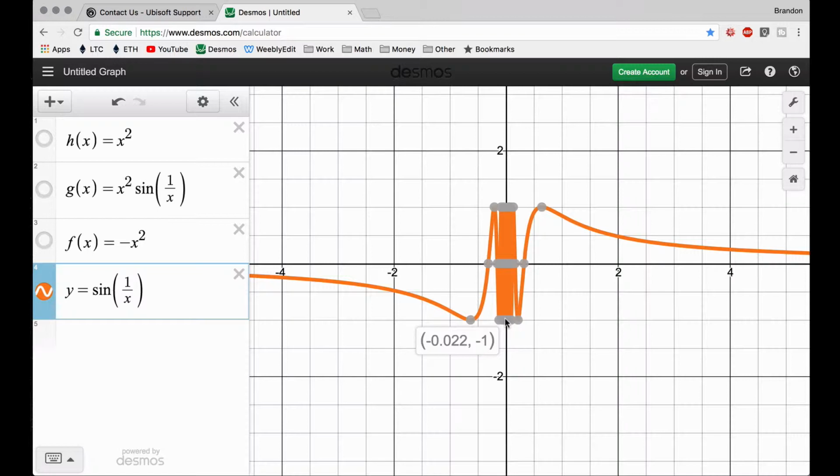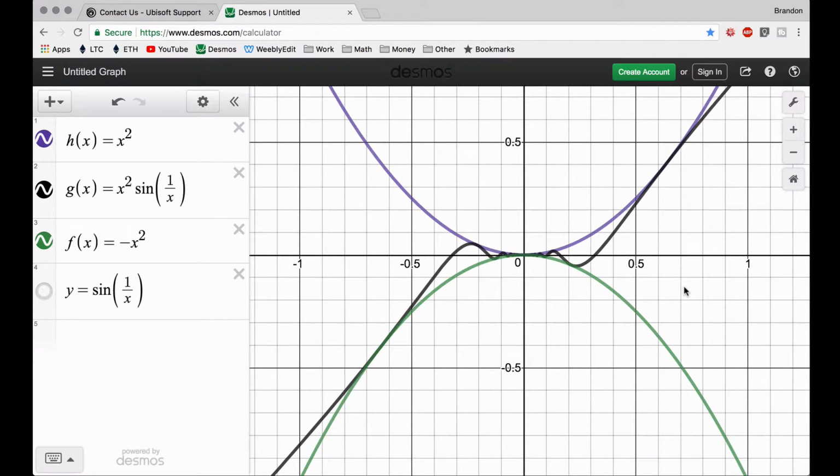Well, that should make sense because if you think about your unit circle, sine is going to be anywhere between negative 1 and positive 1. So therefore, sine of 1 over x is going to be anywhere in between negative 1 and positive 1. And this will be true as long as x is not equal to 0, because when x is equal to 0, the function is undefined.